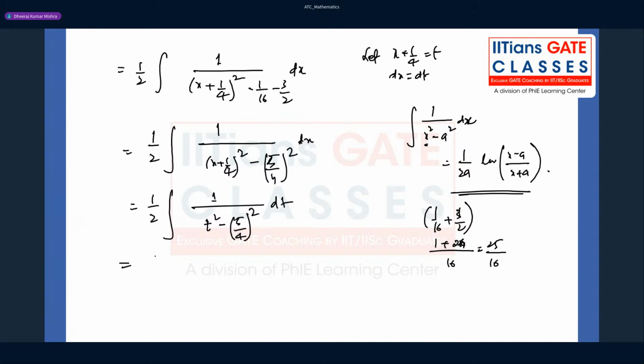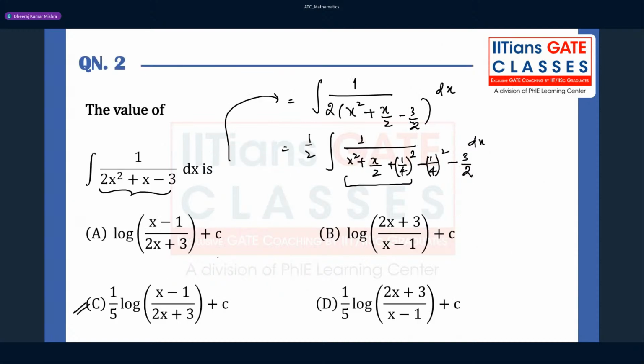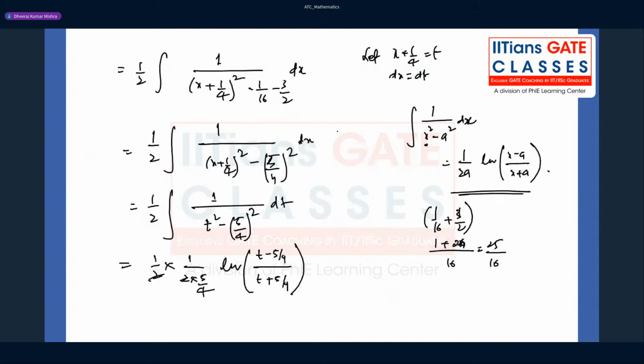Now you can write directly. So 1 by 2 is there, 1 by 2a, that is nothing but 5 by 4, ln of t minus 5 by 4 upon t plus 5 by 4, right? And if you plug back this value x plus 1 by 4 and so on and so forth, you have to take this 4 up, right? So you will get the answer as option C only, right? So you can see here, this is the procedure that you have to follow to get the answer.